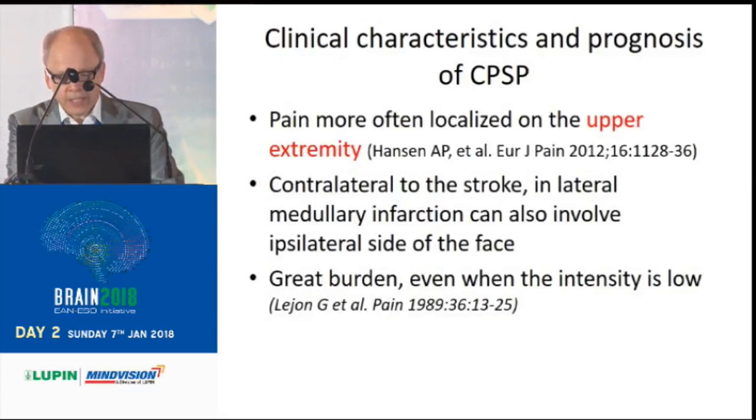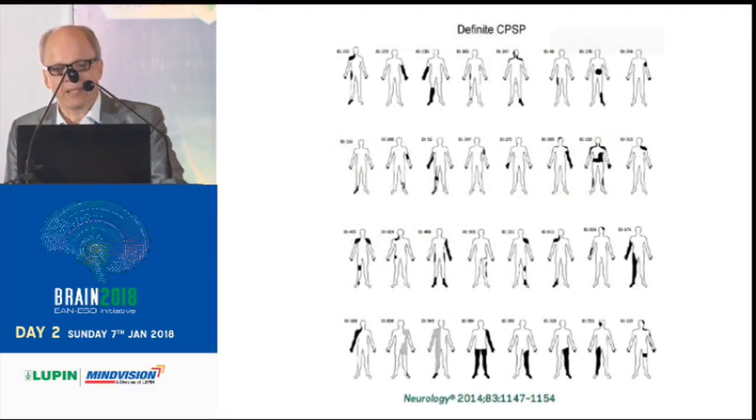If you think about the quality of pain research, there is one old Swedish study made in 1989. Already then they noticed that it's a great burden for the patients even when the intensity of pain is low. And here you can see some pictures where the pain is located. This is from this Finnish study of young stroke patients.